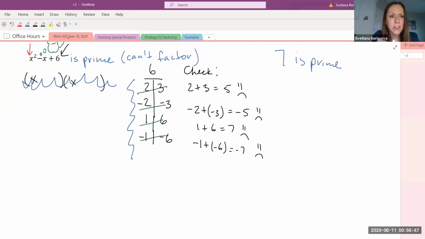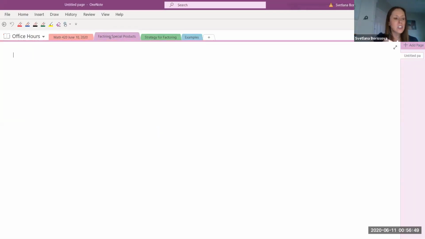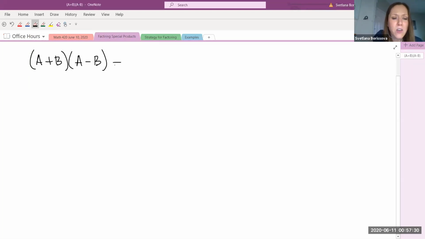Okay, I guess I don't have everything written here, but it's called factoring special products. So I'm going to start by giving an example where we have to multiply something. I'll have an expression of this form: (a plus b) times (a minus b). I want to see what that is going to be equal to.